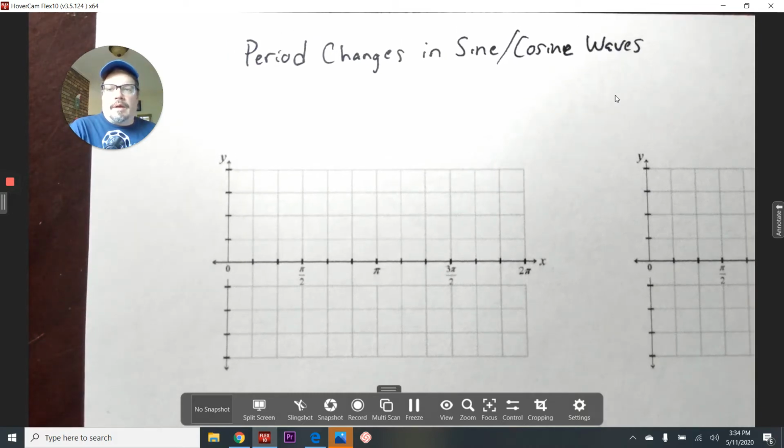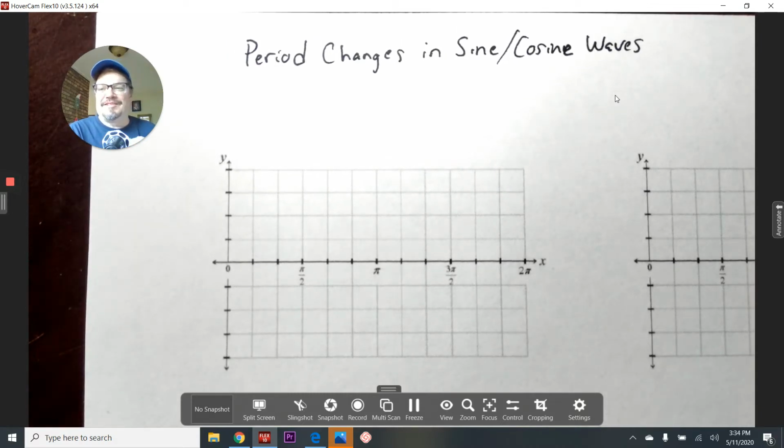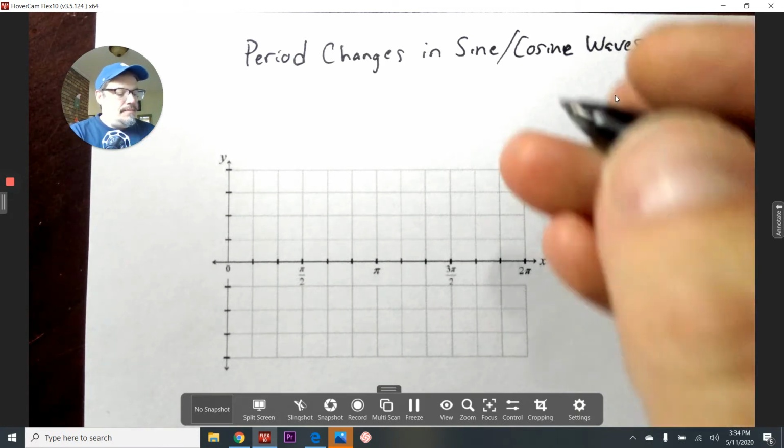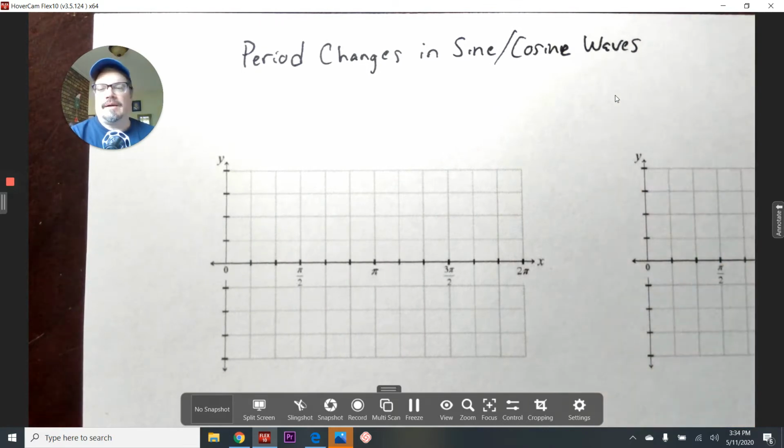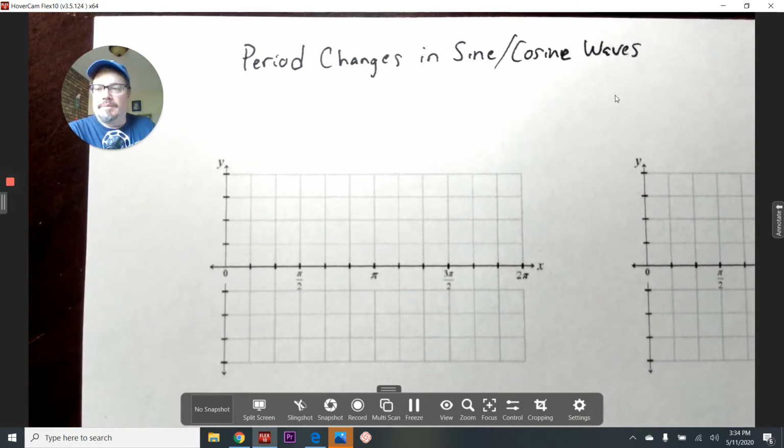Okay, so now we want to focus on period changes in the sine and cosine waves. Now, period, if you can imagine, obviously in English, it means like a period of time. It's a unit of time, and a period would be like you finish a cycle, right? First period is that first cycle, right? Goes to the beginning, then the end, and then you go to the next period, so on and so forth.